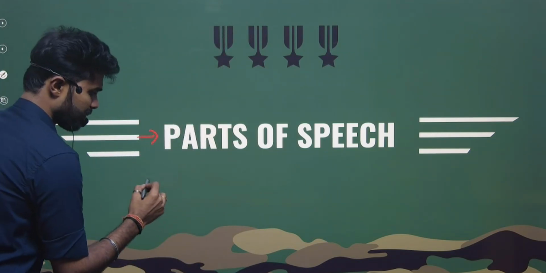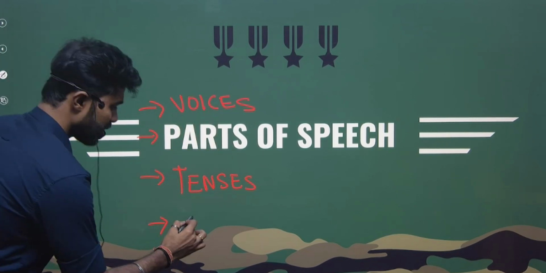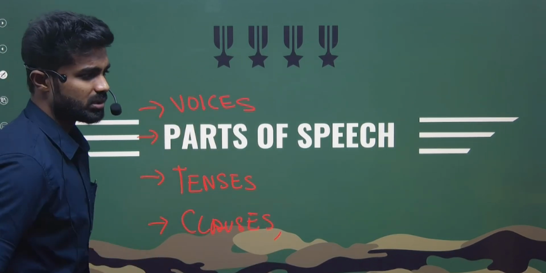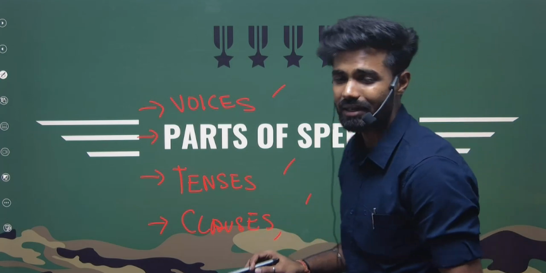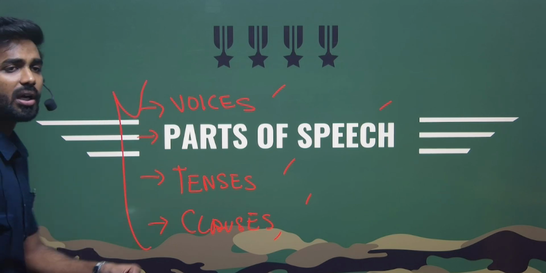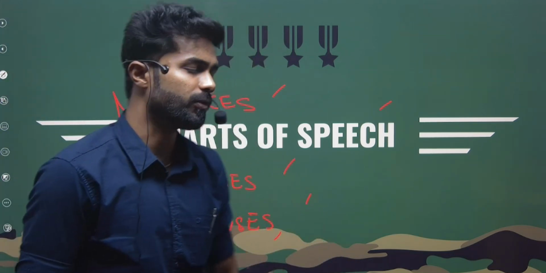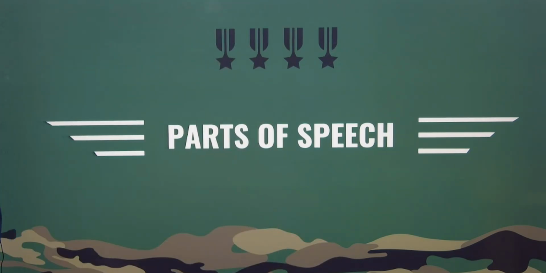Just like parts of speech, we have tenses, voices, clauses, gerunds, a lot of things, right? In vocabulary, we have idioms and phrases and everything. But voices, parts of speech, tenses, clauses are really important for you, just like active voice, passive voice. These are all really important in order to master the basic level of your grammar. Alright? So, I'll be introducing parts of speech to you again. So, let's start the class.